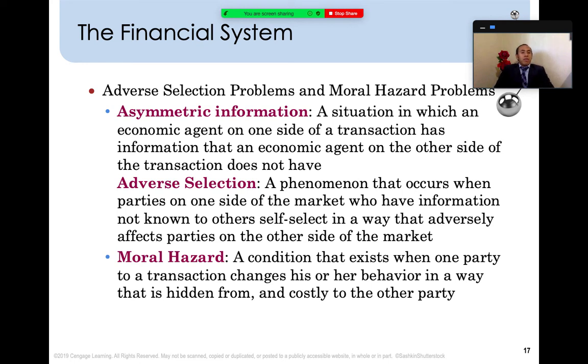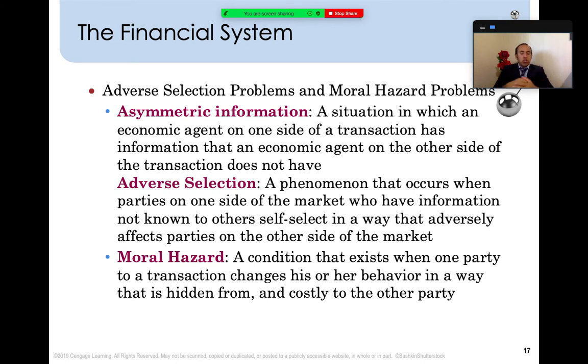Within the financial system, we have what is called asymmetric information, adverse selection, and moral hazard. Asymmetric information occurs in different financial mechanisms, typically in trading, financial stocks, or in the financial markets. It is a situation in which any economic agent on one side of a transaction has information that the economic agent on the other side does not have. And that could be good and bad at the same time. Asymmetric information is when you have incomplete information, or someone else knows more than you do, and they can benefit from that in making a transaction.